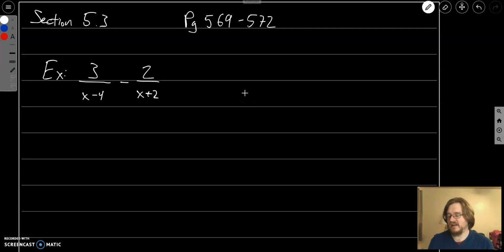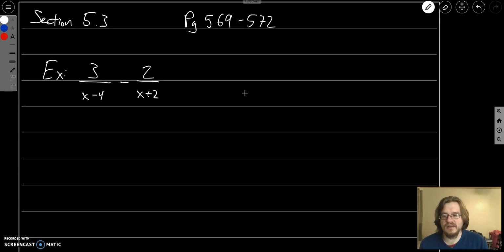Hello and welcome back. We will continue looking at Chapter 5. We'll now look at Section 5.3, and we'll start by reviewing how to add fractions. Now, what we'll be doing in a little bit is going in reverse, but for the moment, let's just look at how we would add these two fractions, or in this case, subtract the fractions.